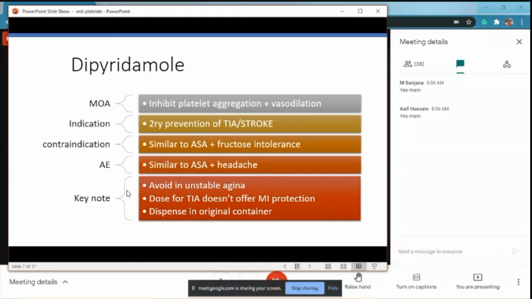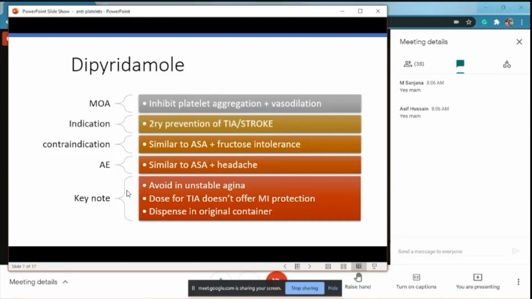The dose for transient ischemic attack doesn't offer myocardial protection here. Why? Because in the combination of dipyridamole and aspirin, I guess it only contains 25 milligrams of aspirin, which is not going to provide any protection. Myocardial infarction: after a post-MI, if we recommend this class of drug, it's not going to offer myocardial protection. Okay, so again, it's because it contains only 25 milligrams of aspirin.